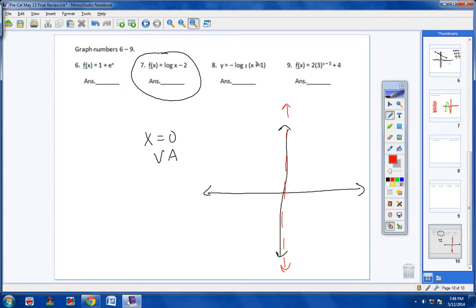Now the vertical asymptote for this one right here, well, your argument is x plus 1. So if you set x plus 1 equal to 0 and solved, you get -1. So your vertical asymptote would be at -1. Okay? But back to this problem over here.